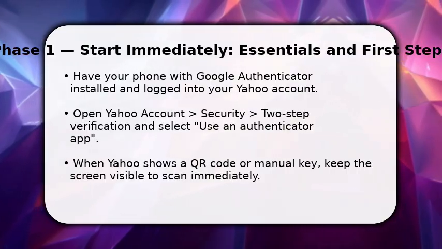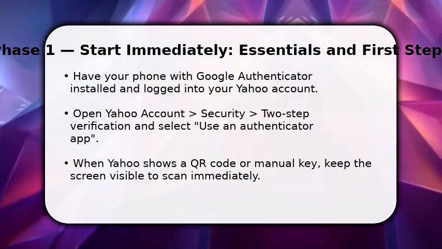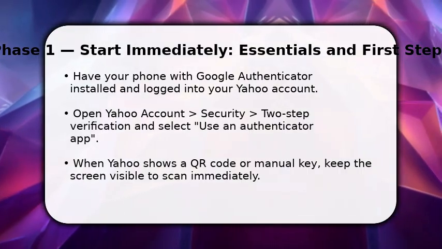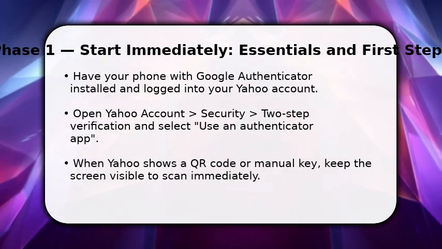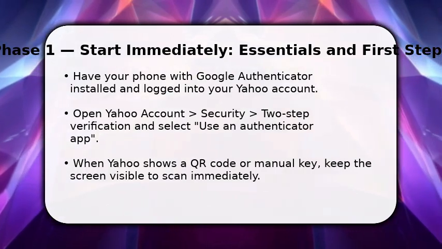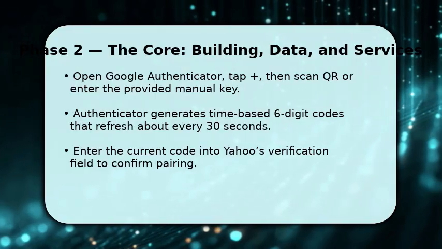Now pick up your phone. You're ready to scan. This step puts the link in place between Yahoo and the Authenticator app, so make sure you can reach the screen for the next action. Open Google Authenticator and tap the plus sign to add an account. Choose Scan a QR code or enter a setup key if scanning isn't possible.